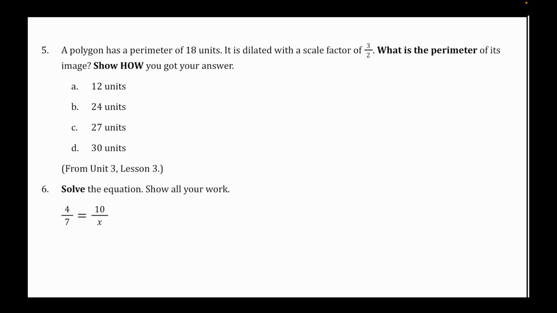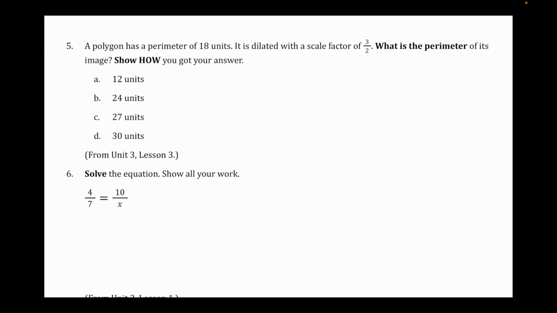That means we're now moving on to the next part of our homework, which is question 5. We have a polygon with a perimeter of 18 units, and it's dilated with a scale factor of 3/2. So what is the perimeter of its image, and show how you got your answer. So I'm going to show my work here.